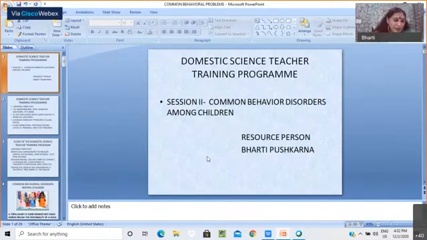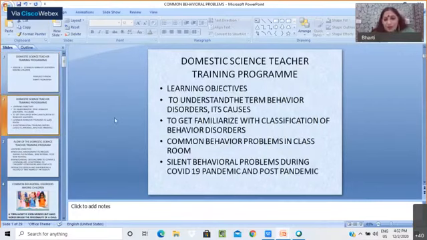So, here we go. The learning objectives: to understand the term behavior disorders, what the various behavior disorders are, and what the causes of these behavior disorders are. Then we familiarize ourselves with the classification of behavioral disorders, and common behavioral problems in the classroom. What are the common behavioral problems which we teachers normally face in the classrooms? And what are the silent behavioral problems during the COVID-19 pandemic and post-pandemic?